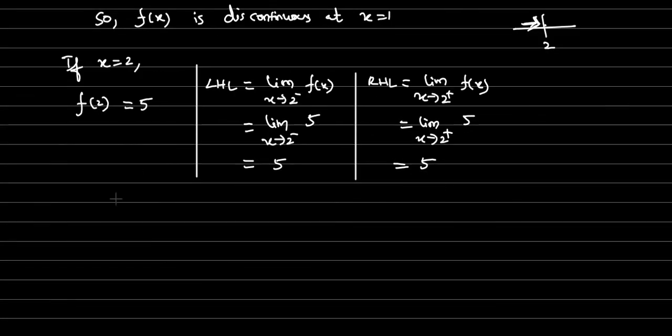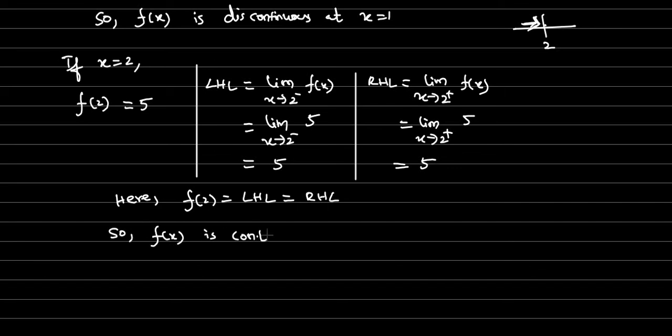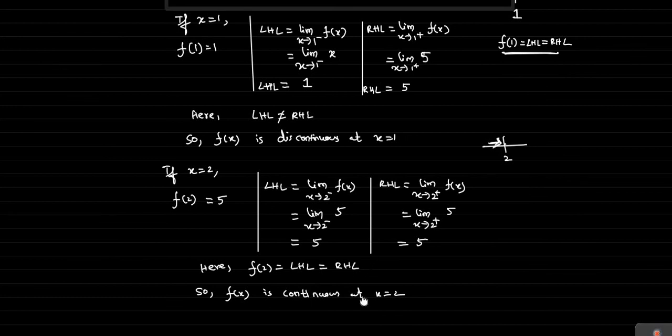Now here the f of 2 value, left hand limit and right hand limit values are the same. So f of x is continuous at x equal to 2. So that's the whole solution for this.